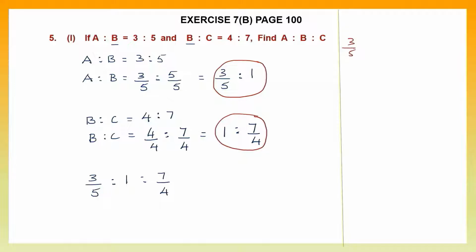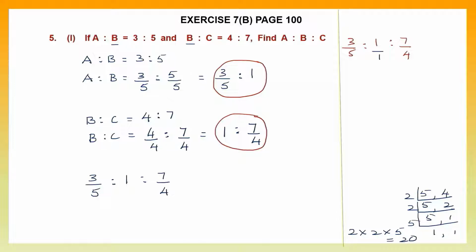3 by 5 is to 1 is to 7 by 4. Now this will give it the denominator 1 and let's find the LCM of 5 and 4. 2, I bring down 5, 2 2s are 4, then I continue with 2, 1, 5, 1 and 1. So my LCM is 2 into 2 into 5. 2 2s are 4, 4 5s are 20. So my LCM is 20.